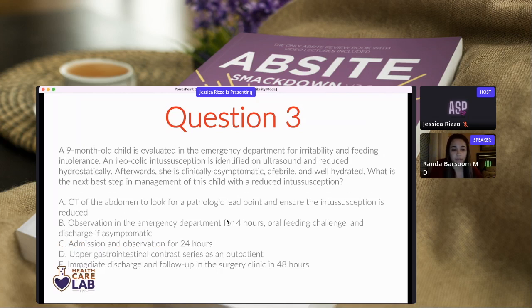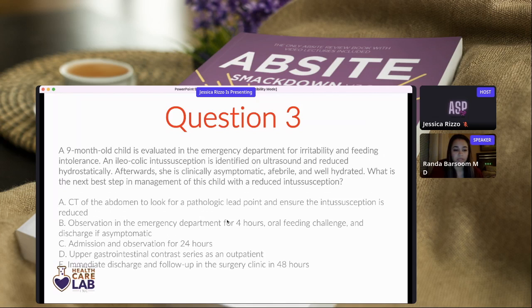A 9-month-old child is evaluated in the emergency room for irritability and feeding intolerance. An ileocolic intussusception is identified on ultrasound and reduced hydrostatically. Afterwards, she is clinically asymptomatic, afebrile, and well hydrated. What is the next best step in management of this child with reduced intussusception?